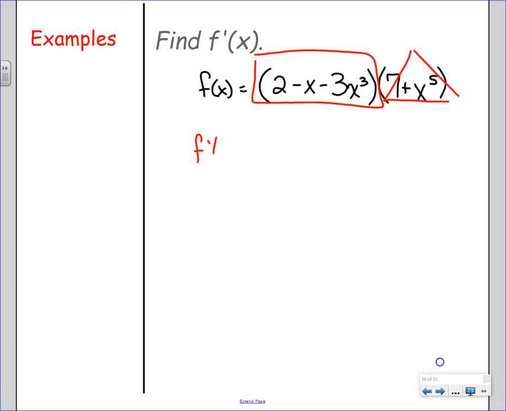But how do we do product rule? This is Newton's notation now. F prime of x, keeping it with function notation. Second, keep it the same: 7 plus x to the 5th. D first. What's the derivative of 2 minus x minus 3x cubed? Careful. Negative 9x squared, right? Plus negative 1. So, 0 minus 1 minus 9x squared.